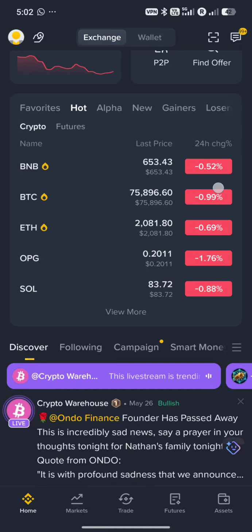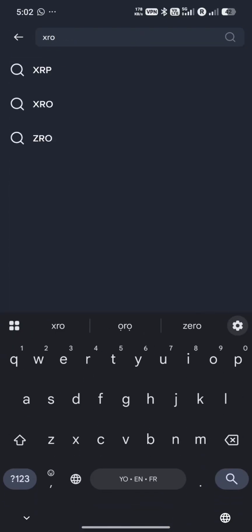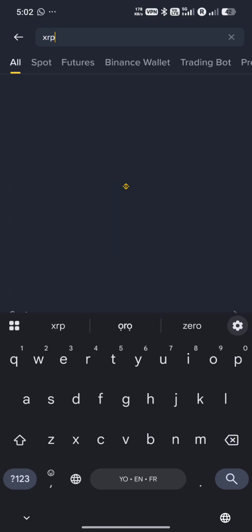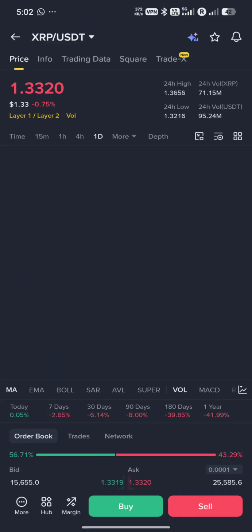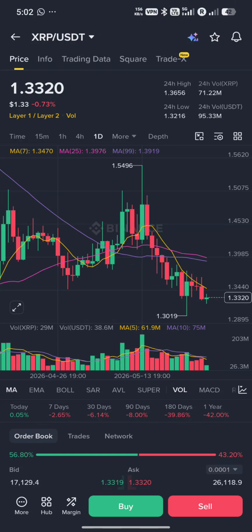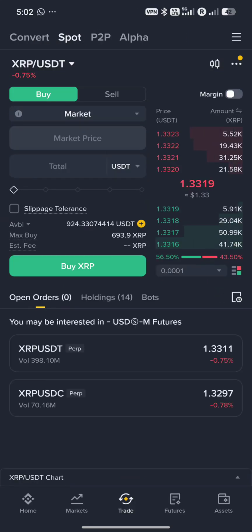So let me use XRP like I used in my previous video. I think I used XRP also. Let's use XRP, spot, XRP USD. Okay, perfect. So buy, because for us to sell we need a coin. We need XRP itself. So this is buy.